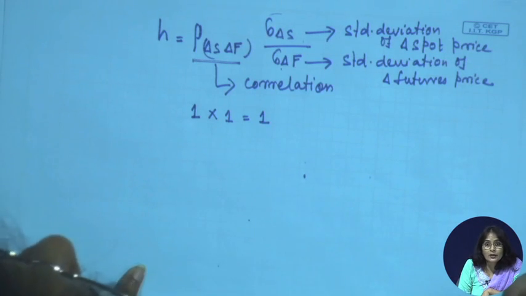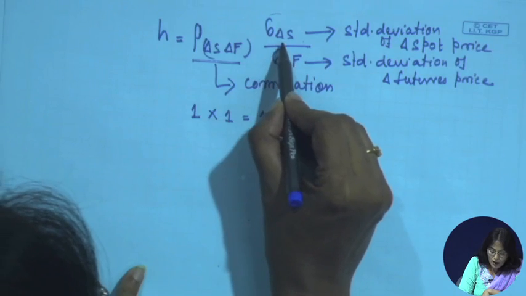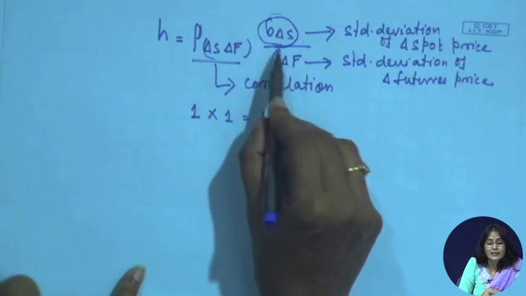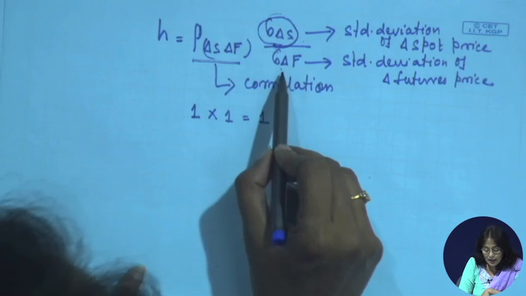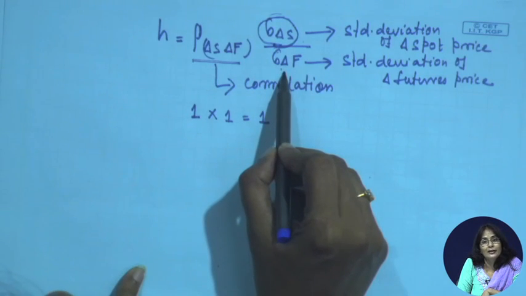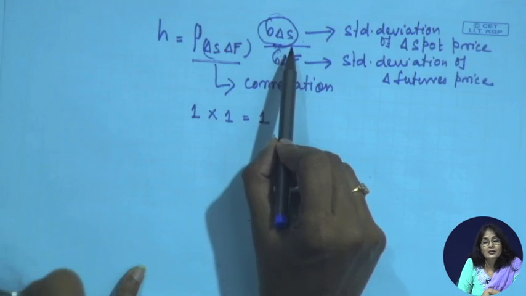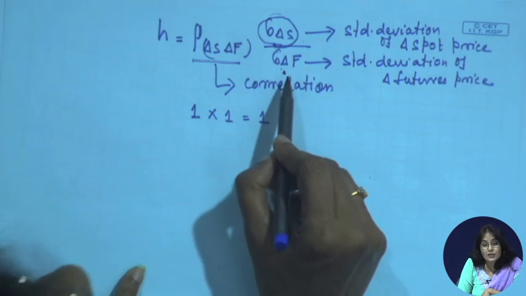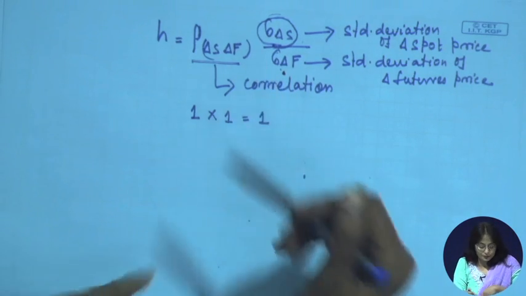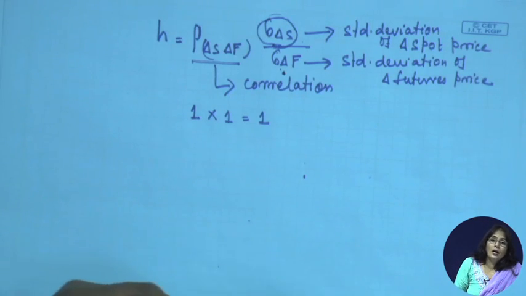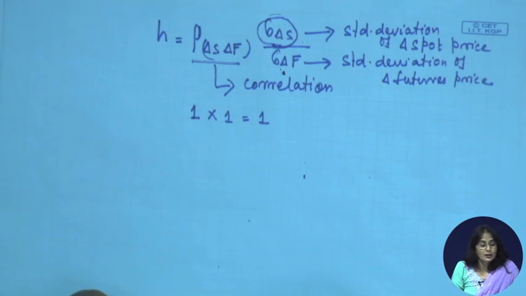Now the next question is when it can be greater than 1. It can be greater than 1 when the standard deviation of delta S is significantly higher than the standard deviation of delta F. That is, the spot price has a greater volatility with respect to the futures price. So this is the situation where the minimum variance hedge ratio can be greater than 1.